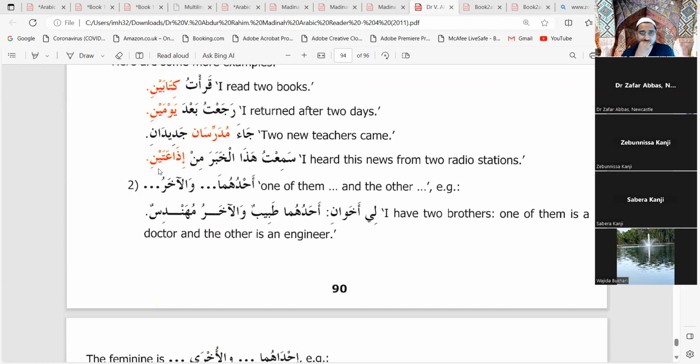Okay. جاء مدرسان جديدان. Correct. 2 new teachers came. And then سمعت هذا الخبر من إذاعتين. Excellent. I heard this news from 2 radio stations. Right. First of all, جاء مدرسان جديدان. So what position does the word 2 teachers hold in the sentence itself?